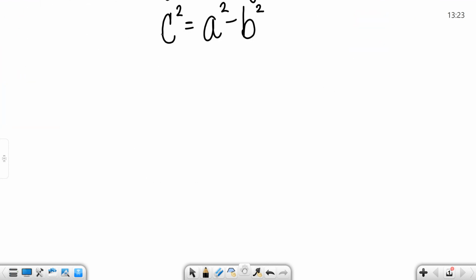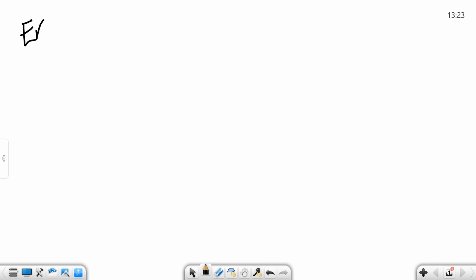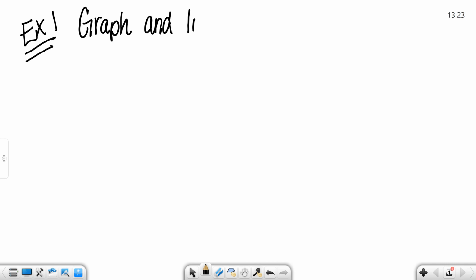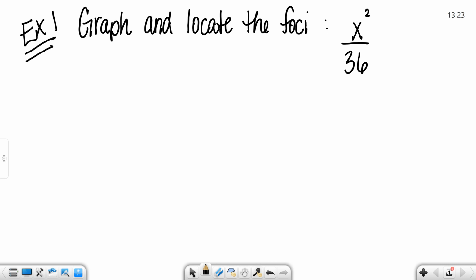Okay, so let's work an example. Hopefully you'll keep that information sitting right beside you to help us out. We're going to do two things: graph and locate the foci, that is plural. And this is going to be our ellipse that we're going to use: x squared over 36 plus y squared over 9 equals 1.